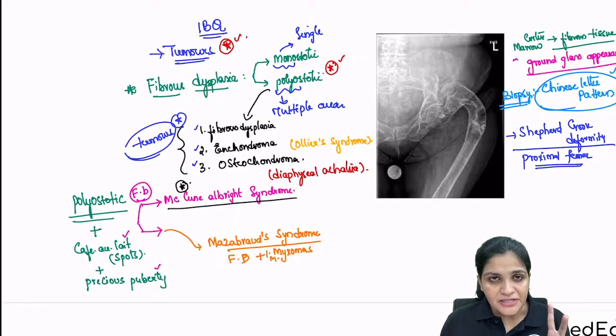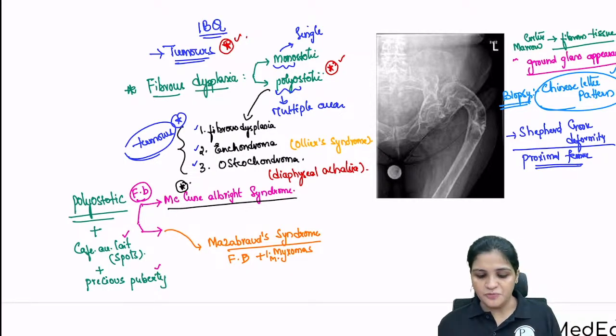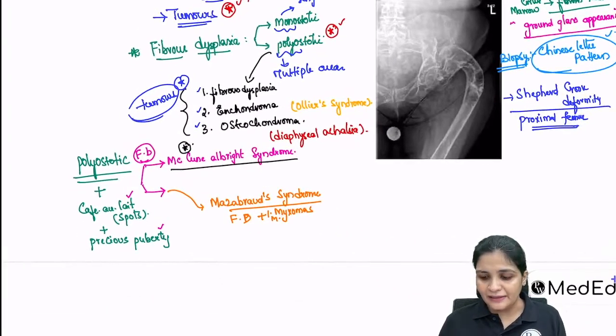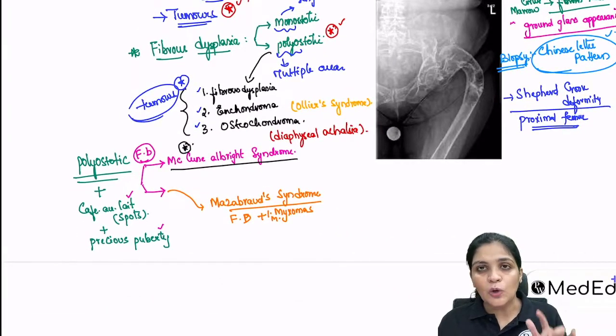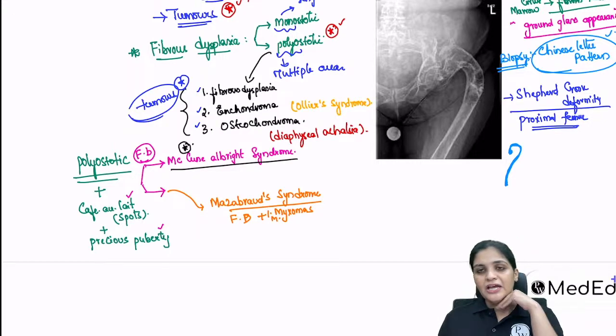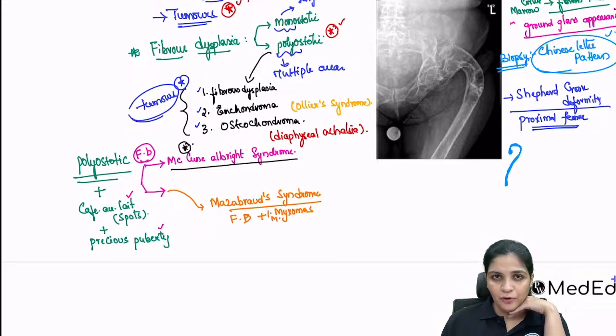So there are two important syndromes: McCune-Albright syndrome, with café-au-lait spots and precocious puberty, and Mazabraud syndrome. And the other important thing here is the Shepherd's crook deformity. What is Shepherd's crook? It is something like a stick which the shepherd uses. So that is called the Shepherd's crook deformity. And the story has still not ended here.